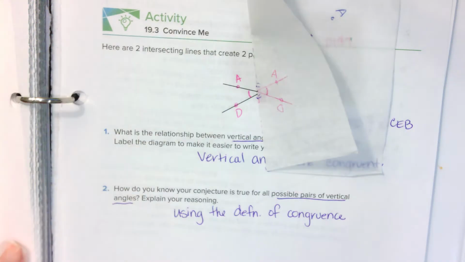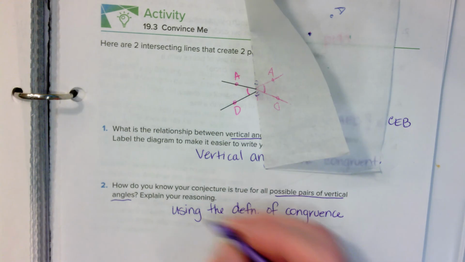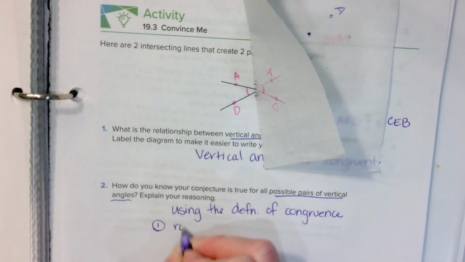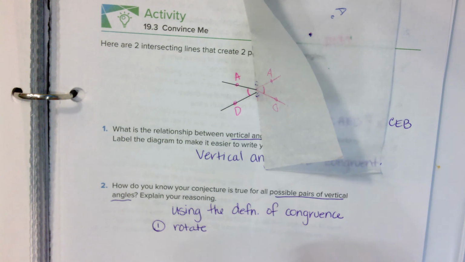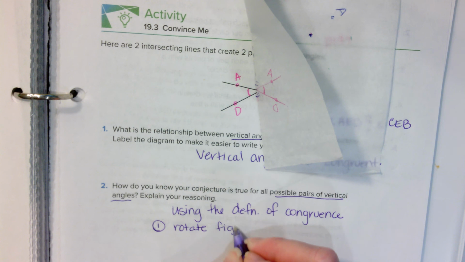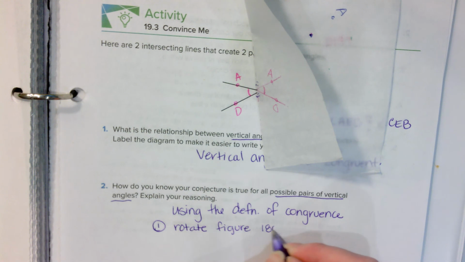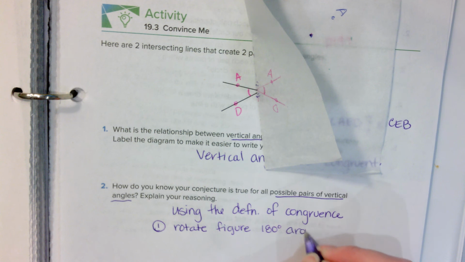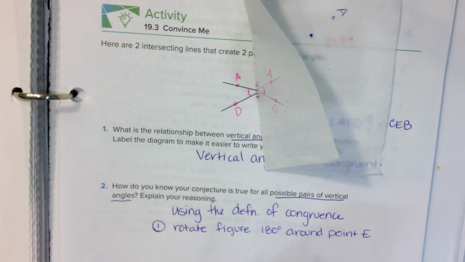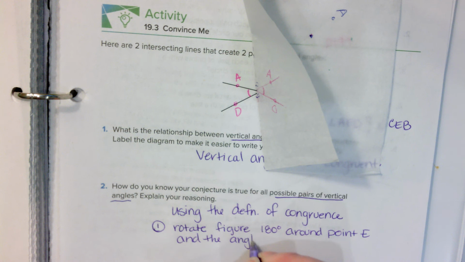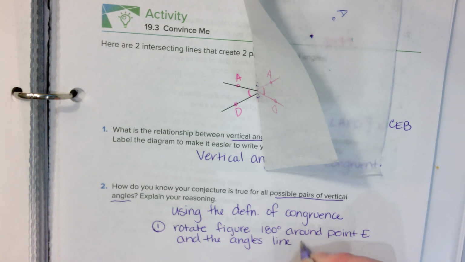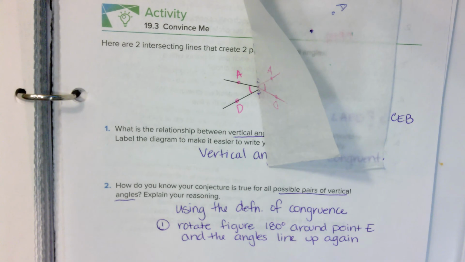So using the definition of congruence, you can, one, rotate the figure 180 degrees around point E, counterclockwise or clockwise, doesn't matter. And the angles line up again, showing that they're congruent. I also did it as a reflection.